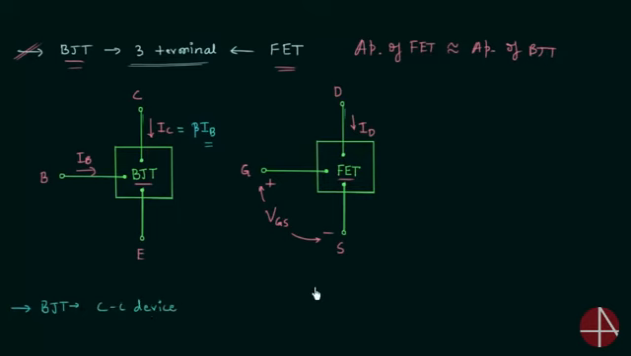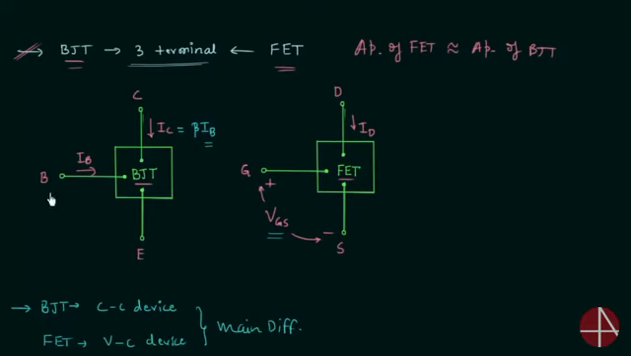On the other hand, the current ID is dependent on the voltage VGS. So FET is a voltage controlled device, and this is the main difference between BJT and FET. BJT is a current control device and FET is a voltage control device.